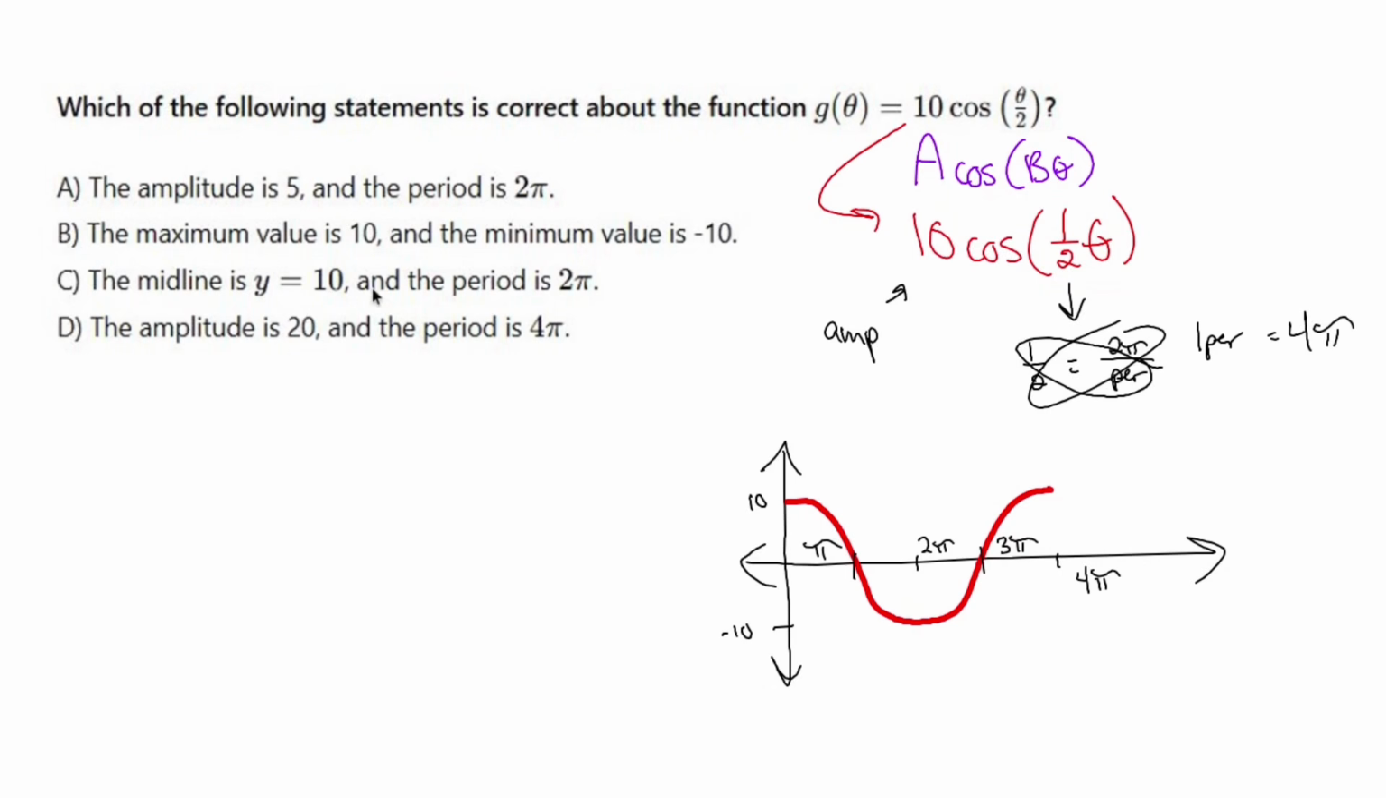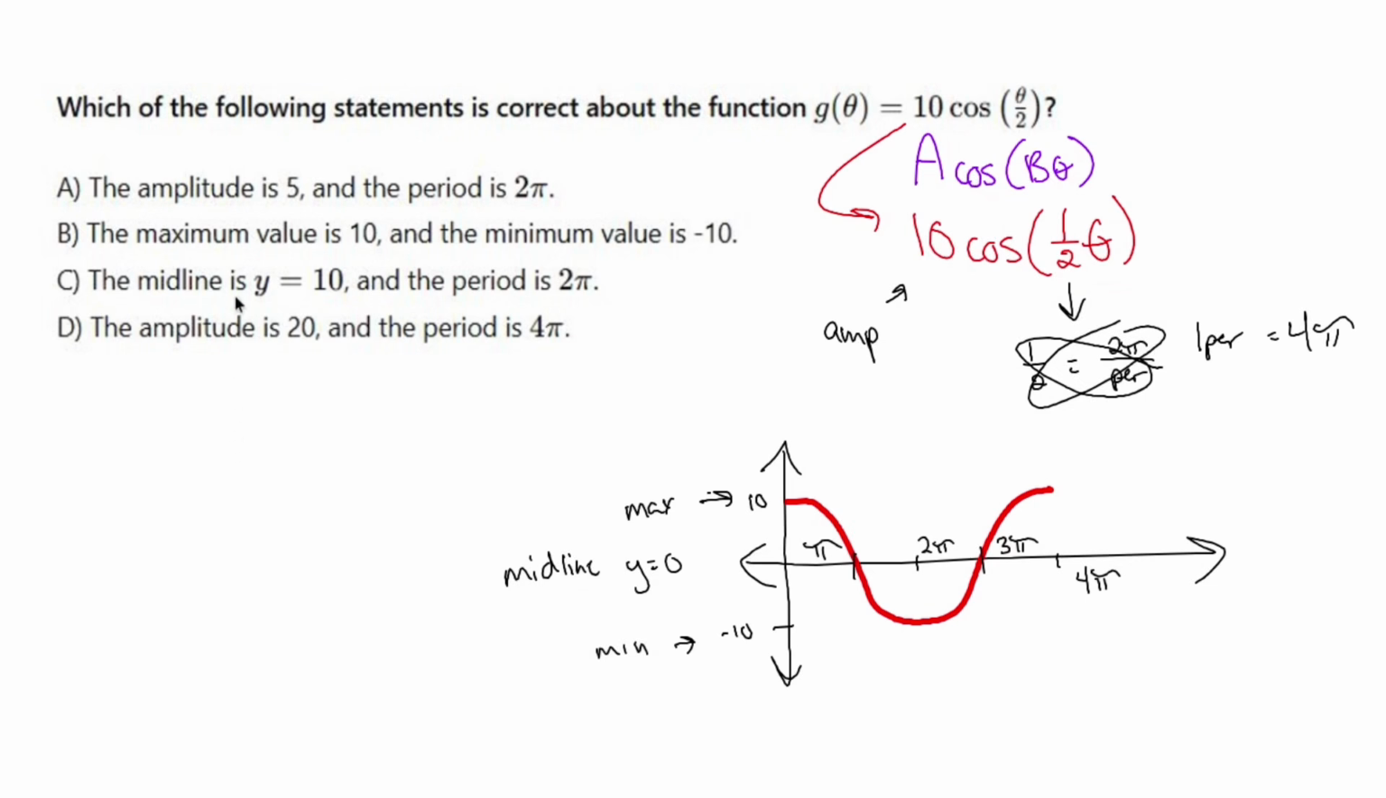It also is talking about midlines and stuff like that, and maximum values. Well, the maximum value is 10. The minimum value is negative 10, which makes the midline halfway in between those, which is y equals 0. So I have an amplitude of 10, a period of 4 pi, a maximum of 10, a midline of y equals 0, and a minimum of negative 10.